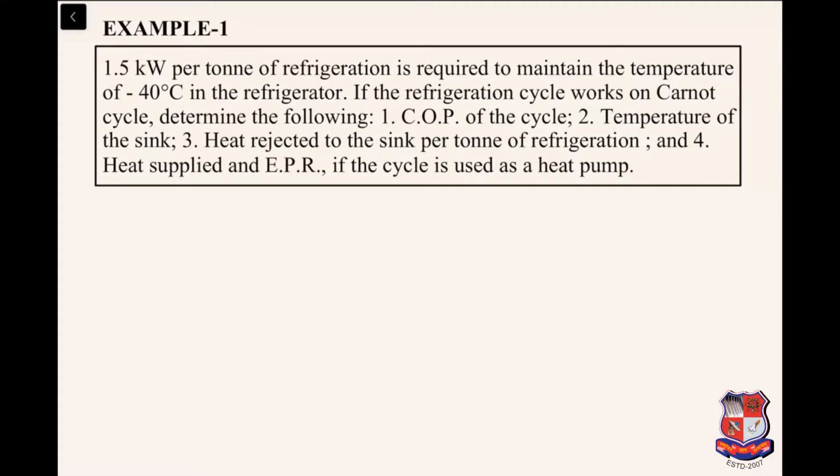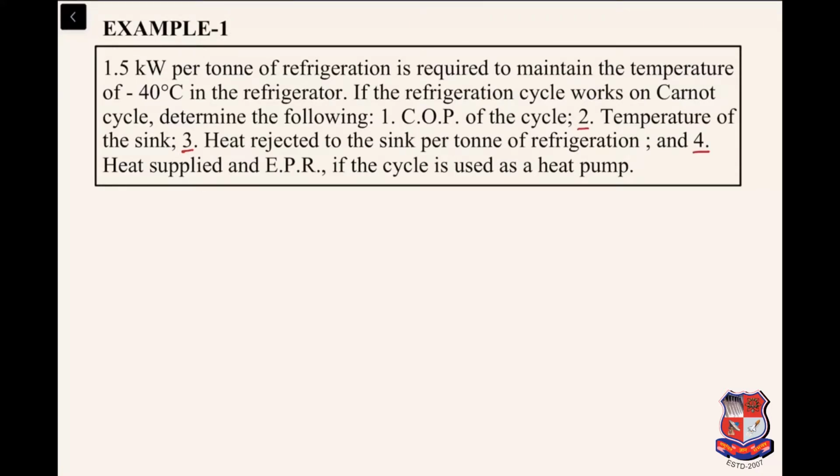So starting with the first example, 1.5 kilowatt per ton of refrigeration is required to maintain the temperature of minus 40 degrees Celsius in the refrigerator. If the refrigeration cycle works on Carnot cycle, determine the following: first, COP of the cycle; second, temperature of the sink; third, heat rejected to the sink per ton of refrigeration; and fourth, heat supplied and COP if the cycle is used as a heat pump. So here we need to find out the 4 different data.